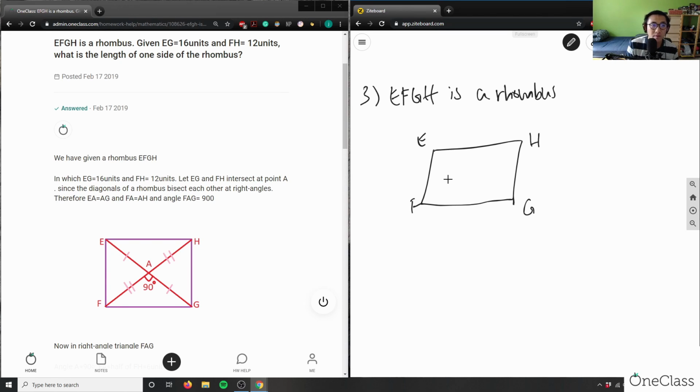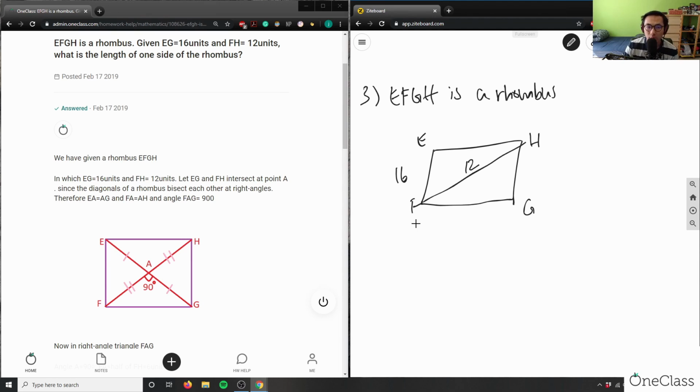And EF here is 16 units, right? E to F is 16 units, and F to H is 12, right? So this here is 16 units, and F to H would be 12. So from here to here is 12. What is the length of one side of the rhombus?